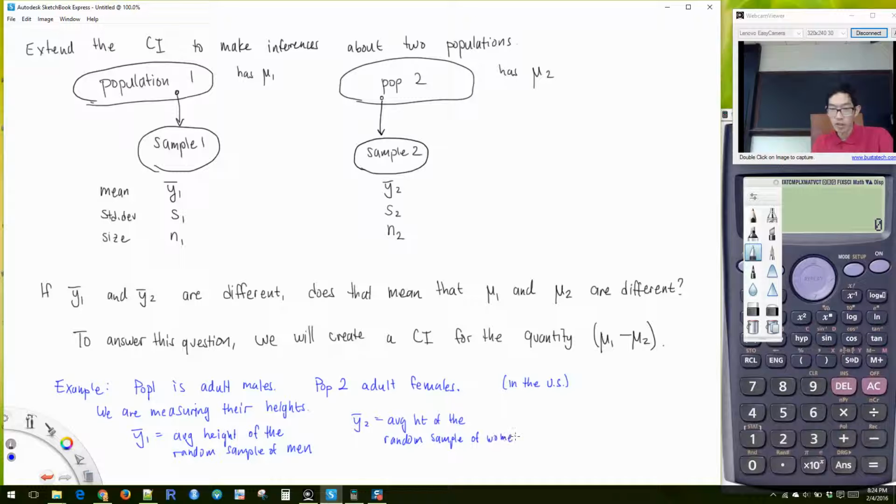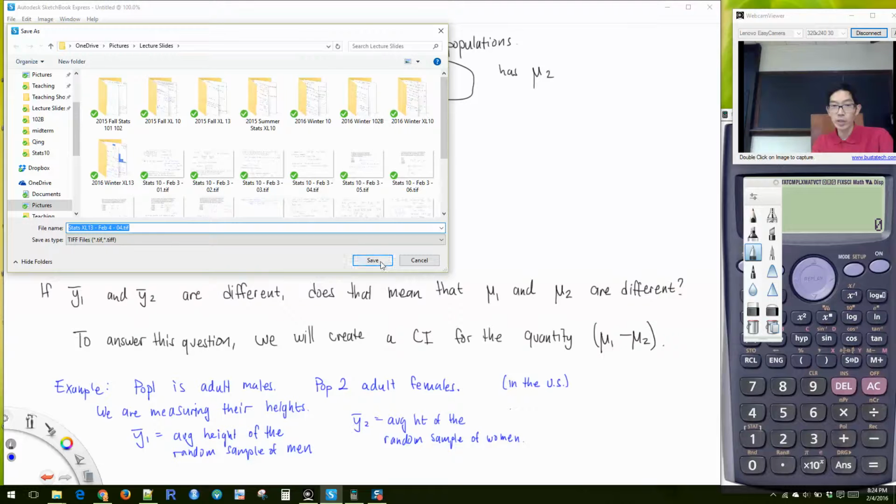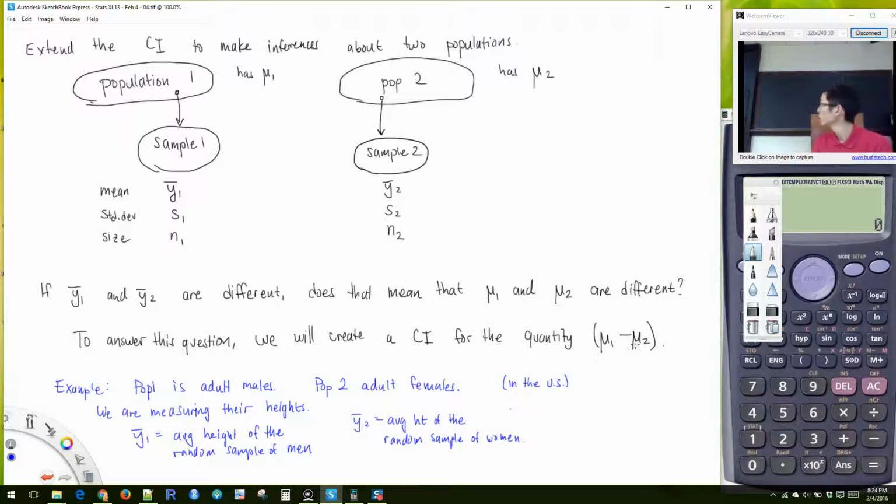Okay. And what we're doing is we're creating an interval for mu1 minus mu2. Okay, so what is mu1? What does mu1 represent? This is the population mean height of all men in the US, of all adult men. And mu2 would be the population mean height of all adult females in the US. So what would plausible values be? Like, what's a plausible confidence interval for the quantity mu1 minus mu2?